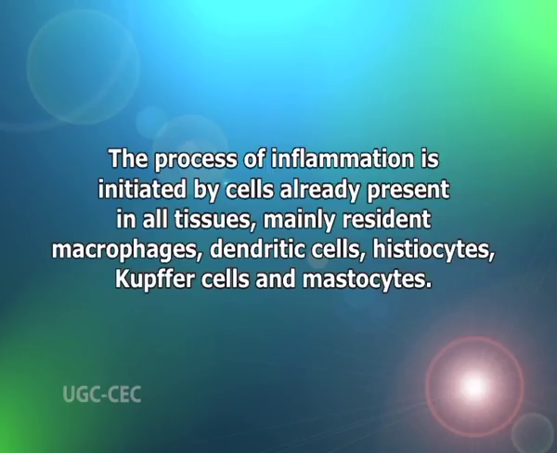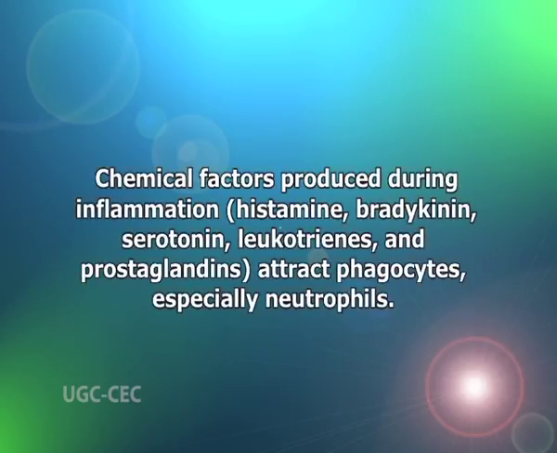The process of inflammation is initiated by cells already present in all tissues, mainly resident macrophages, dendritic cells, histiocytes, Kupffer cells and mastocytes. Chemical factors produced during inflammation that are histamine, bradykinin, serotonin, leukotrienes and prostaglandins attract phagocytes, especially neutrophils. Neutrophils then trigger other parts of the immune system by releasing factors that summon other leukocytes and lymphocytes. Cytokines produced by macrophages and other cells of the innate immune system mediate the inflammatory response.